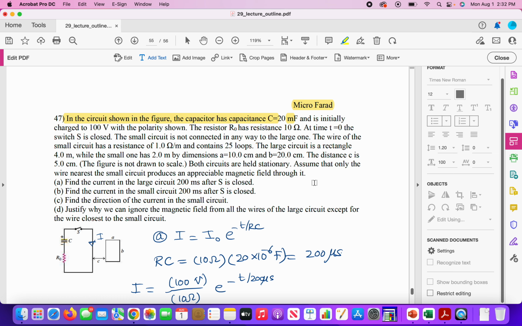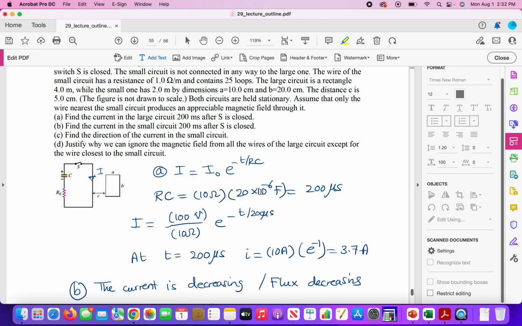The distance c is 5 centimeters. And of course this figure is not drawn to scale. Both circuits are held stationary. Assume that only the wire nearest the small circuit produces an appreciable magnetic field through it. First, part A: find the current in the large circuit 200 milliseconds after S is closed, find the current in the small circuit 200 milliseconds after S is closed, and find the direction of the current in the small circuit.